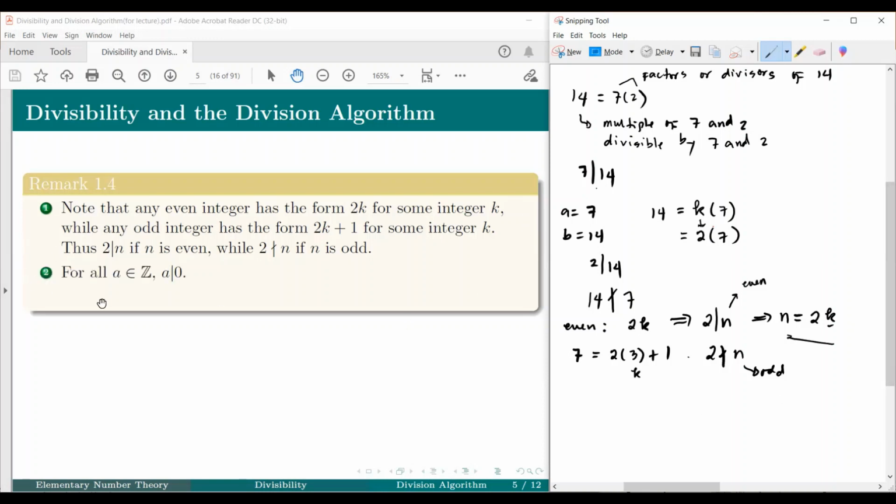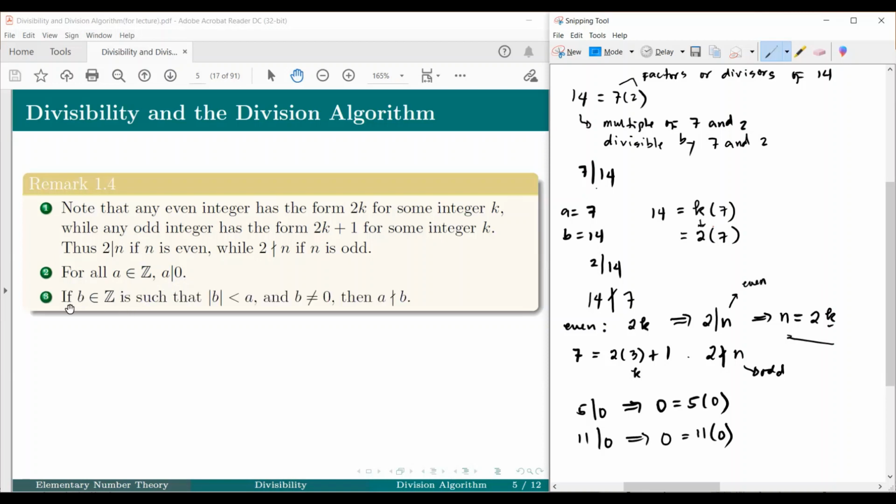Okay, next, for any integer a, we can say that a divides 0. As you noticed, say for example, we have 5. 5 divides 0. Why? Because we can write 0 equal to 5 times 0. If we have 11, 11 divides 0. Why? Because 0 is equal to 11 times 0. So any integer divides 0.